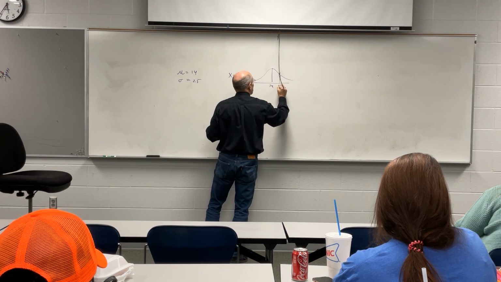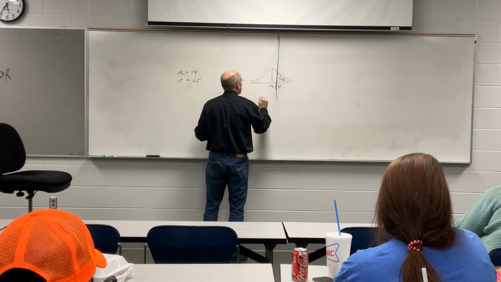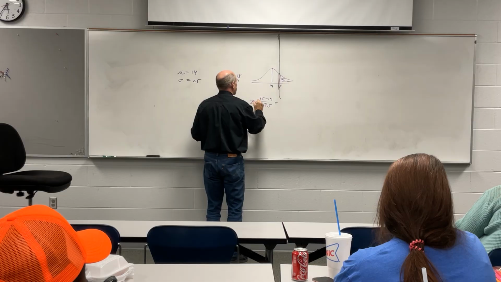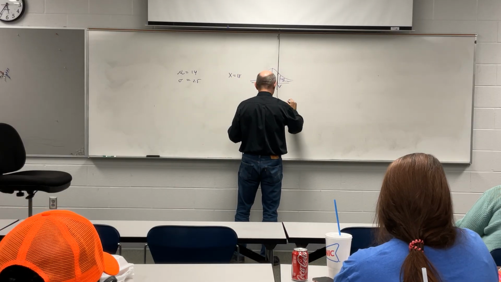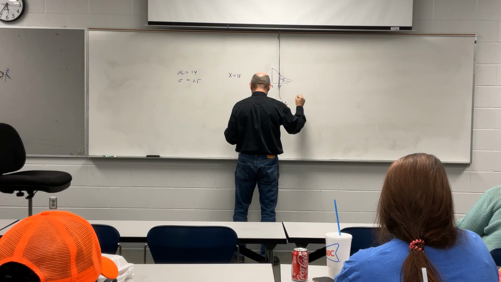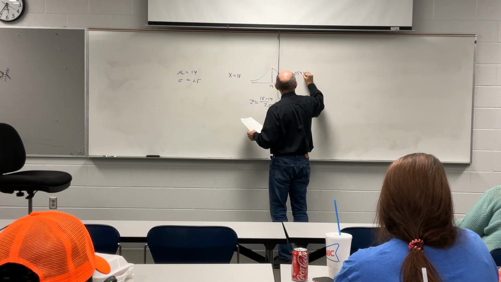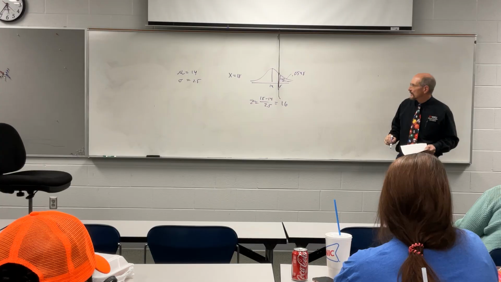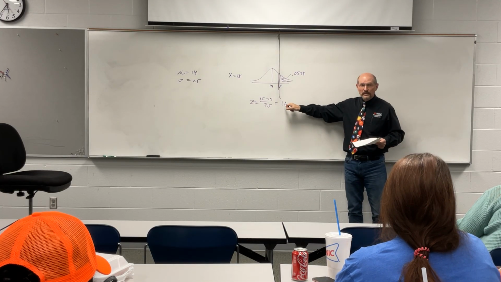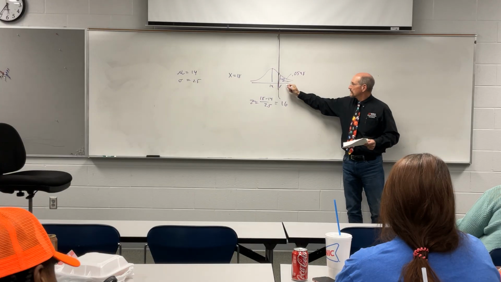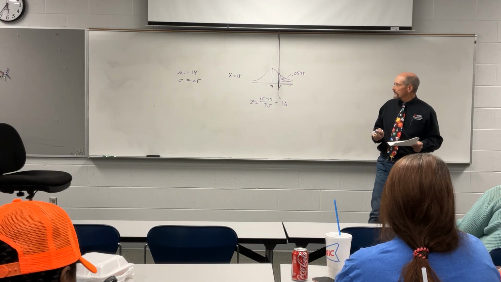There's the 14, there's the 18, you're looking for this area. 18 minus 14 divided by 2.5 gives you a z-score value of 1.6, which means this area is 0.0548 when you look it up. So here's the z-score, that's not a probability, that's a z-score. You look up in the table, the C column, because you want more than 18, that becomes 0.0548.